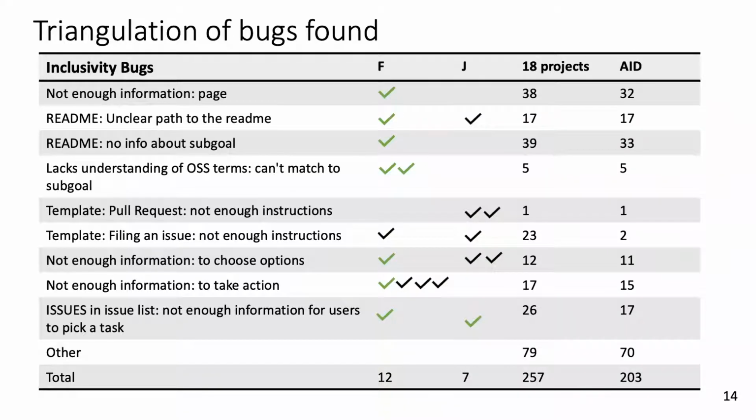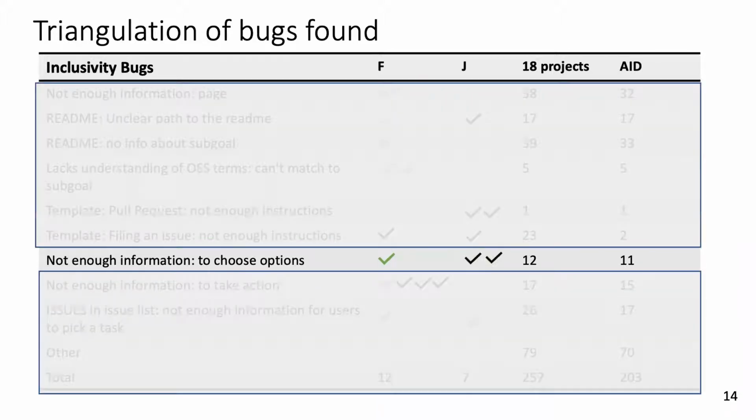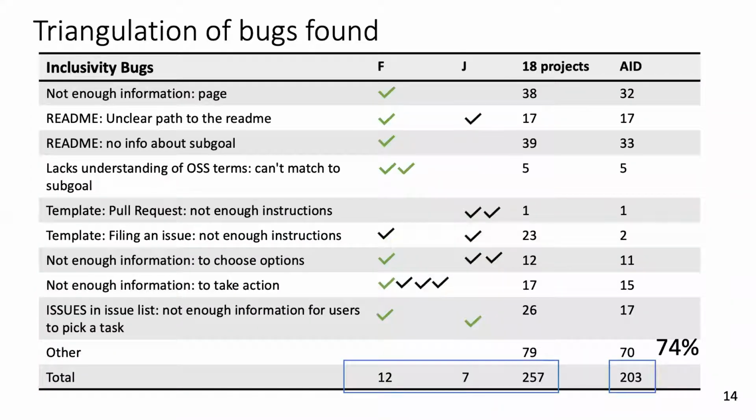After we ran AID on the 20 GitHub projects, we triangulated each kind of bug that was found by teams F and J, that are found in the 18 GenderMag sessions that researchers conducted, and the ones that AID found. For example, in this one, the real world team F found one instance, J found this instance twice, whereas AID found 11 out of the 15 instances. Overall, AID found a total of 74% of the bugs that the humans found.